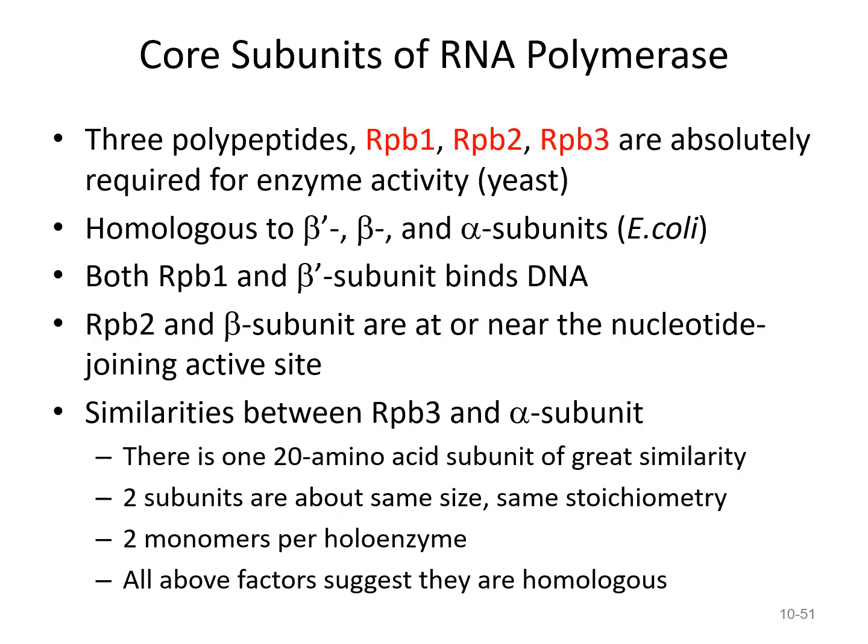So all 3 eukaryotic RNA polymerases are large complexes and contain 10 or more subunits. They are all related to the prokaryotic polymerase and to one another. For example, 3 polypeptides, RPB1, RPB2, RPB3, are absolutely required for enzyme activity in yeast, and they are homologous to the beta prime, beta, and alpha subunits in E. coli. Both RPB1 and the beta prime subunit bind the DNA. RPB2 and the beta subunit are at or near the nucleotide joining active site for the synthesis. And then there is similarity between RPB3 and the alpha subunit. There's a 20 amino acid region of great similarity, two subunits of about the same size, and 2 monomers per holoenzyme.